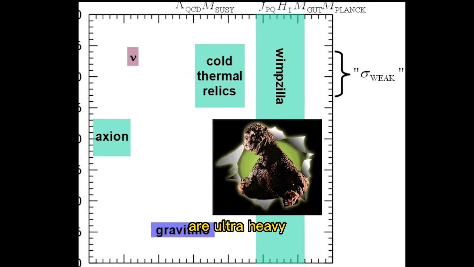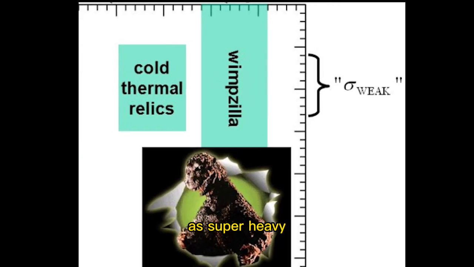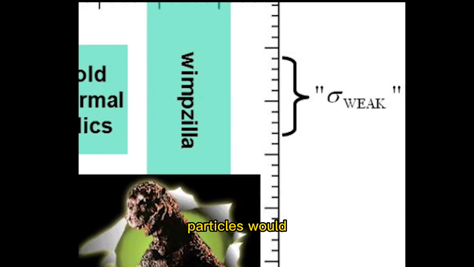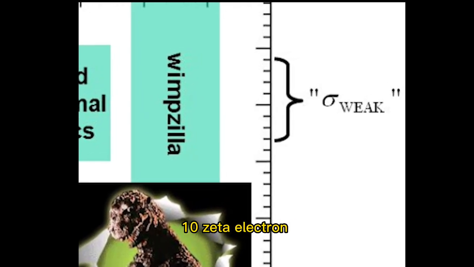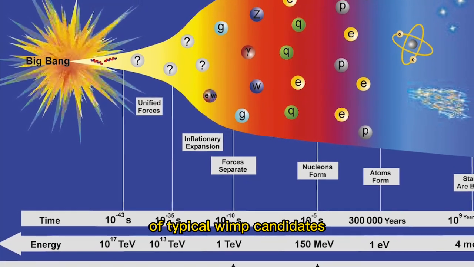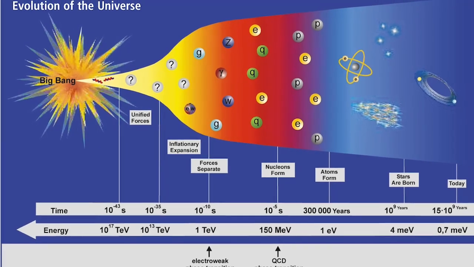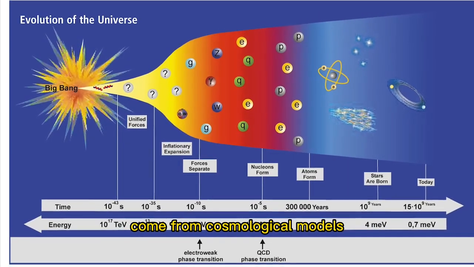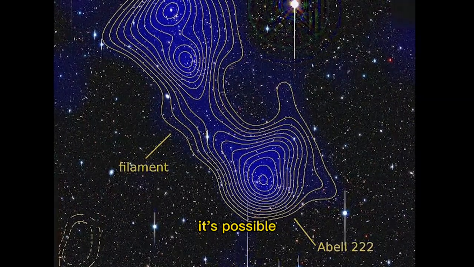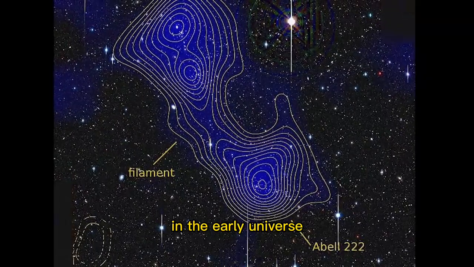WIMPzillas are ultra-heavy dark matter candidates, and they are also often referred to as superheavy or macroscopic dark matter. A WIMPzilla particle would have a mass of at least 10 zettaelectronvolts, which is many orders of magnitude greater than the mass of typical WIMP candidates, which are often in the range of 10 to 1000 gigaelectronvolts. These particles come from cosmological models involving cosmic inflation. In these models, it's possible for very heavy, stable particles to be produced in the early universe.